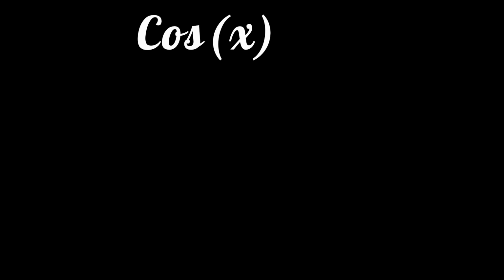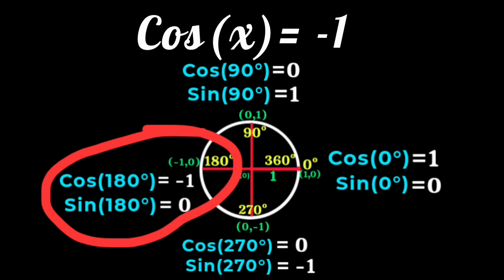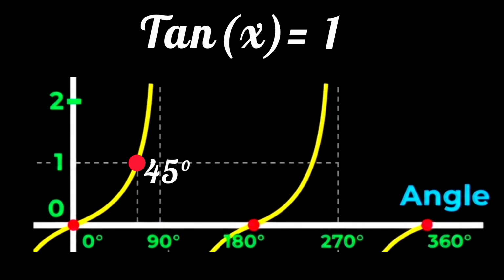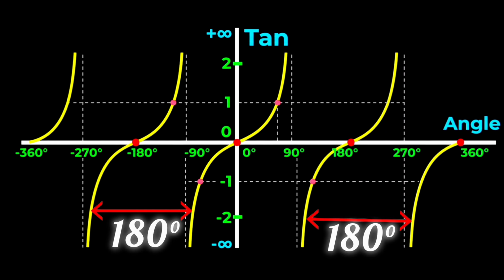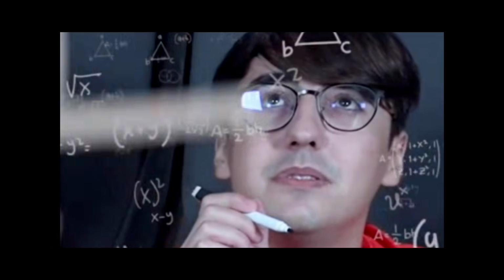answer. Now, another. Cosine of an angle equals -1. Only 180 degrees satisfies that condition in one complete revolution. Tangent of an angle equals 1. 45 degrees works. 225 degrees also works, because tangent repeats every 180 degrees. That repeating behavior makes trigonometric equations different from ordinary equations.